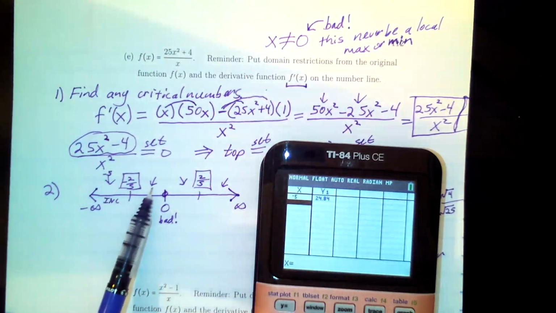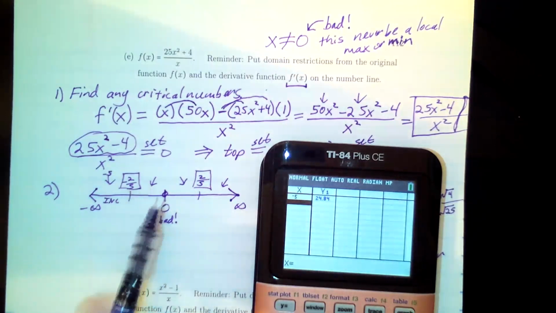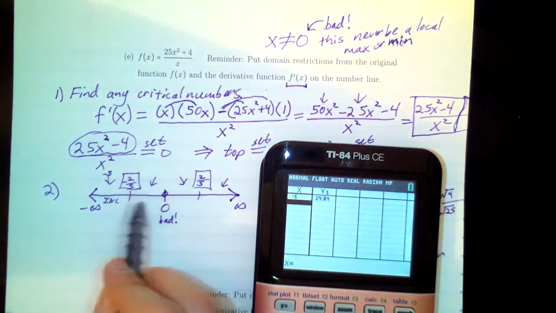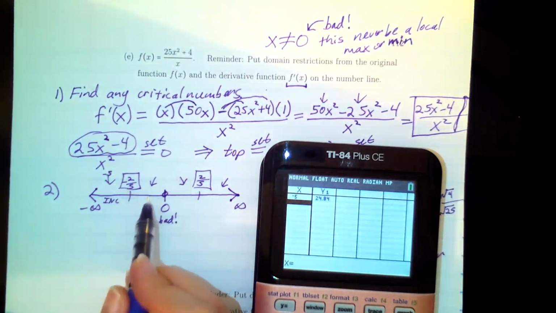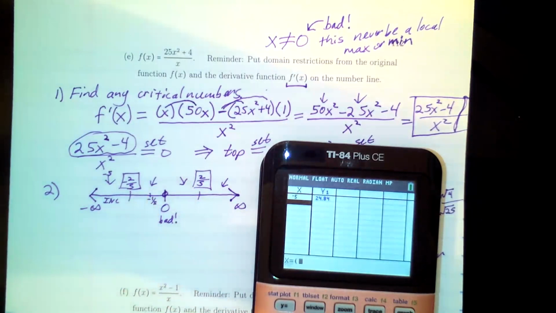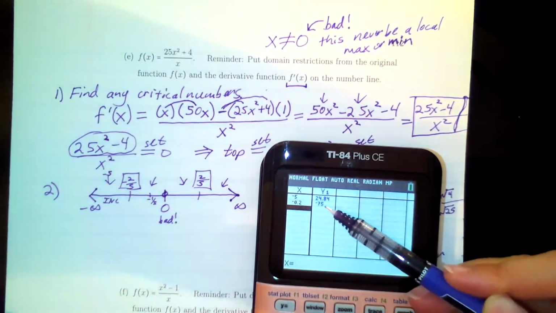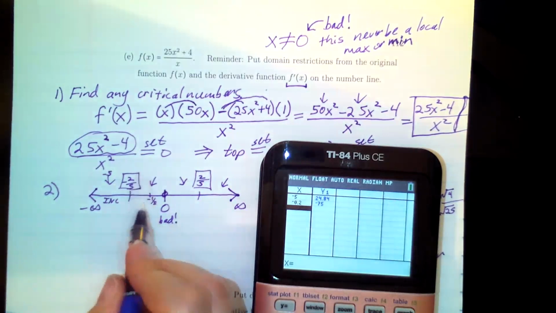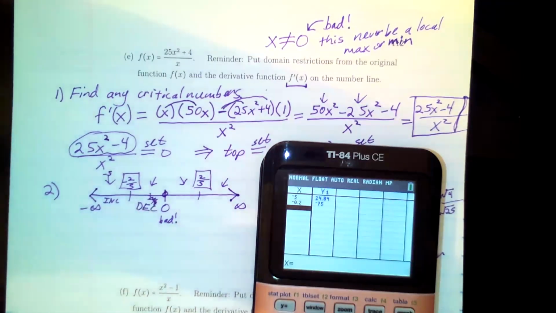Now pick a number between minus 2/5 and 0. It's got to be in this little region here, in between the critical number and 0. And so a number between minus 2/5 and 0 would actually be negative 1/5. So let's plug in negative 1/5. Negative 1 divided by 5, and we get a negative result for the derivative. So that means on this region right here, my function is decreasing.